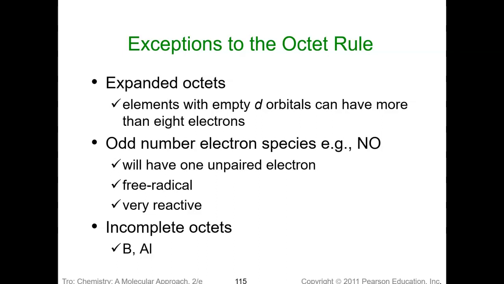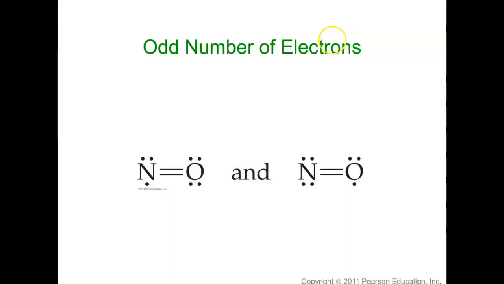Okay, so let's look at these expanded octets. So now we talked about how electrons always want 8. Well, some of them can have more than 8, and some of them can have less than 8, and some of them can actually have odd electrons. So we're actually going to look at these now. So first of all, the expanded octets are ones that have empty d orbitals. And so we're going to look at these empty d orbitals in just a second.